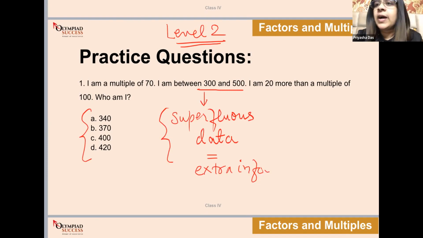Okay, now come to this part. I am 20 more than a multiple of 100. You people are aware of the fact that a multiple of 100 will always end in a double zero.